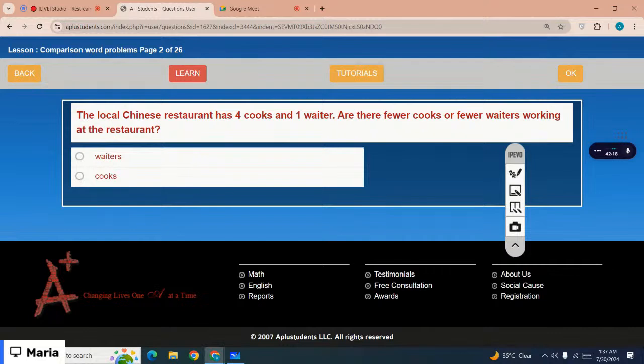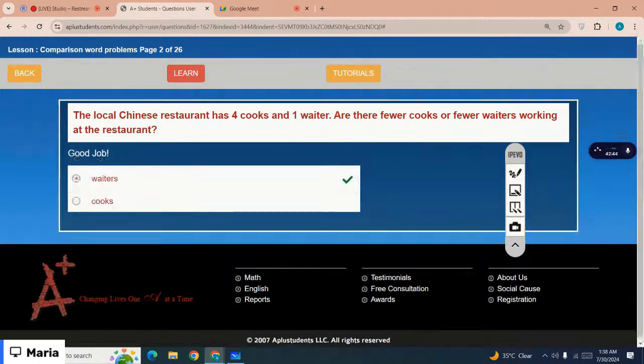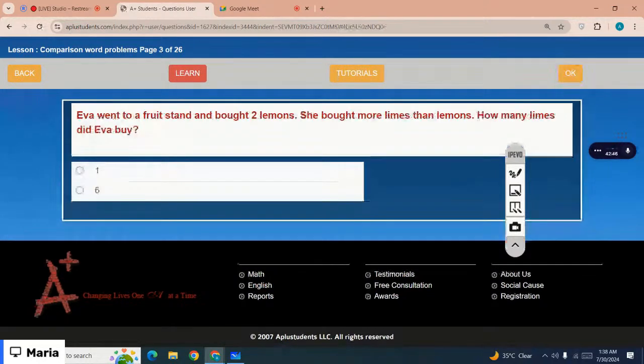The local Chinese restaurant has four cooks and one waiter. Are there fewer cooks or fewer waiters working at the restaurant? So, which is the correct option? Four cooks and one waiter, right? Do they have fewer cooks or fewer waiters? They have fewer waiters. The correct option is waiters, right? They have fewer waiters.